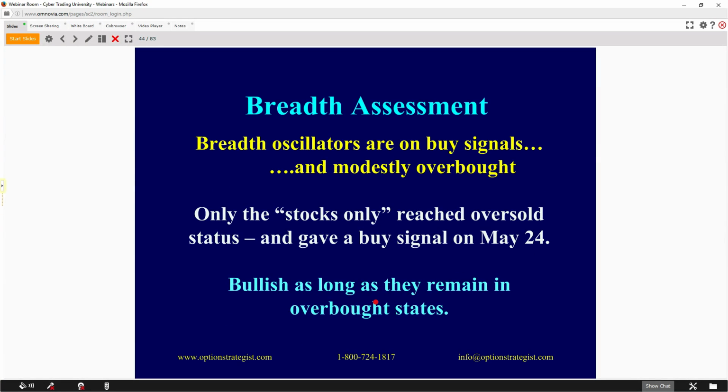So it's bullish for the broad market as long as they remain in these overbought states, which looks like they will. I mean, breadth today was even positive, even though the market was down most of the day, but came out positive at the close of the day.